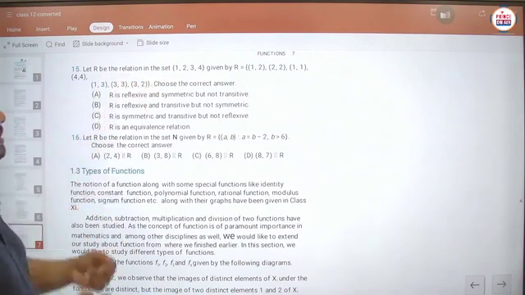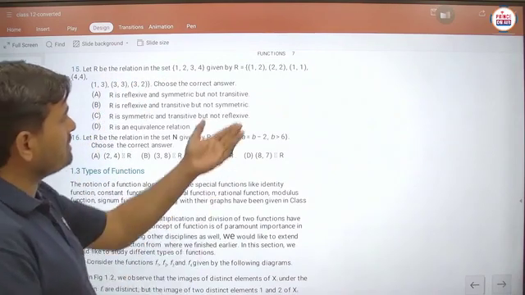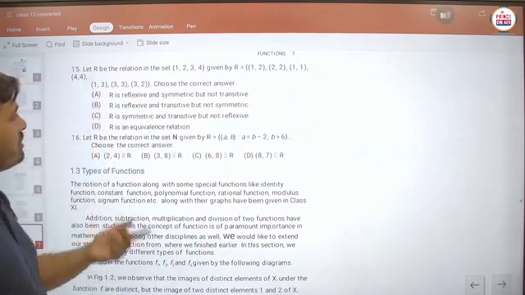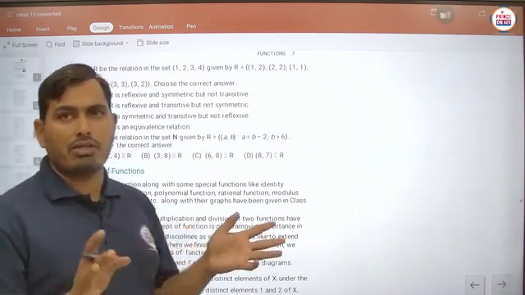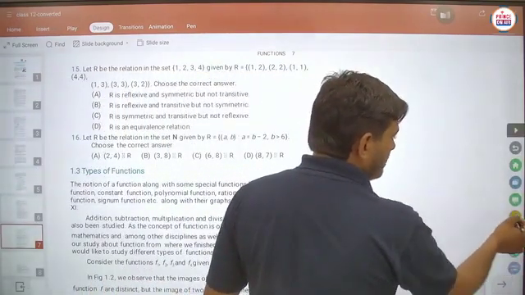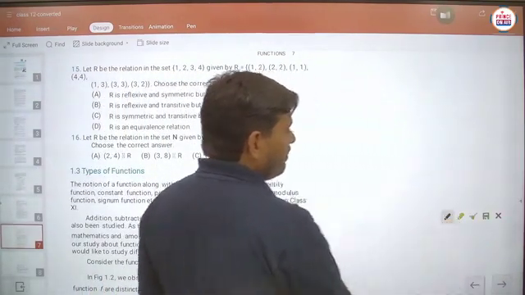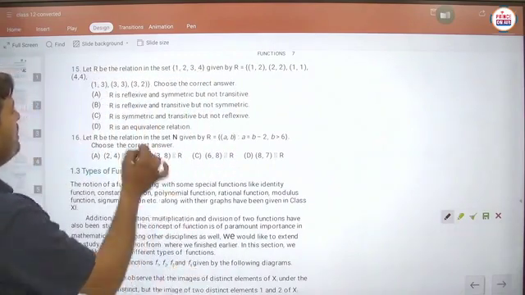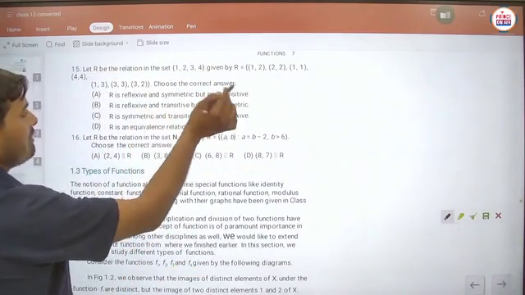Let R be the relation in the set {1, 2, 3, 4} given by these ordered pairs. This is a very simple form of relation, and we just have to check which option is correct. No problem. The first option says R is reflexive and symmetric but not transitive.